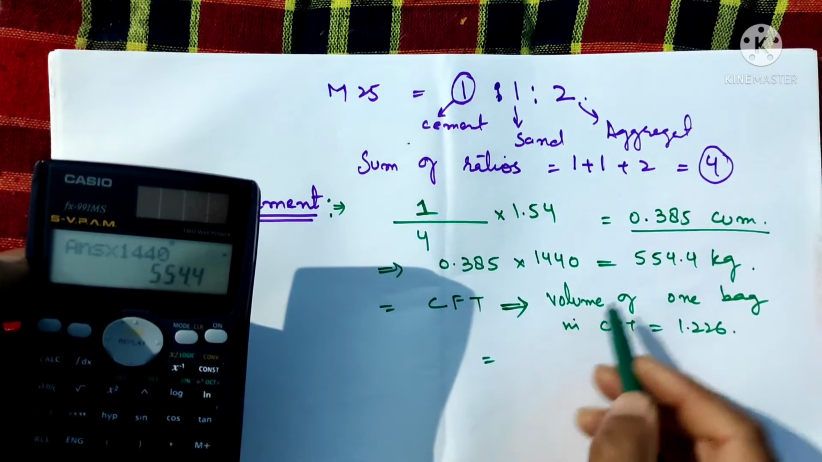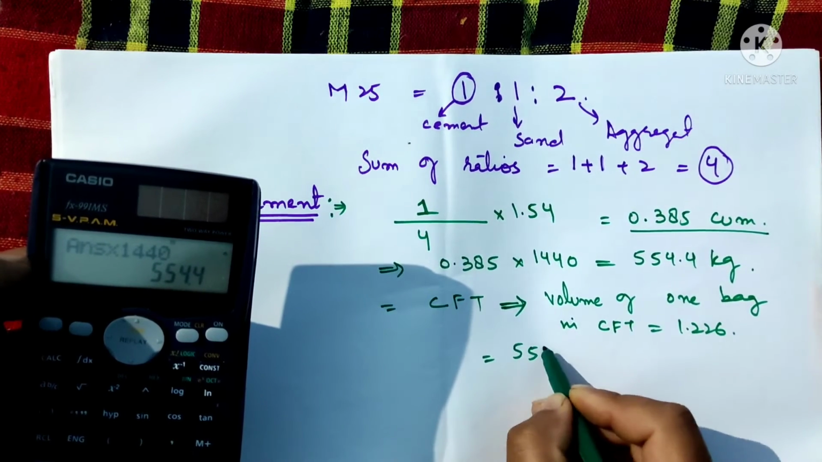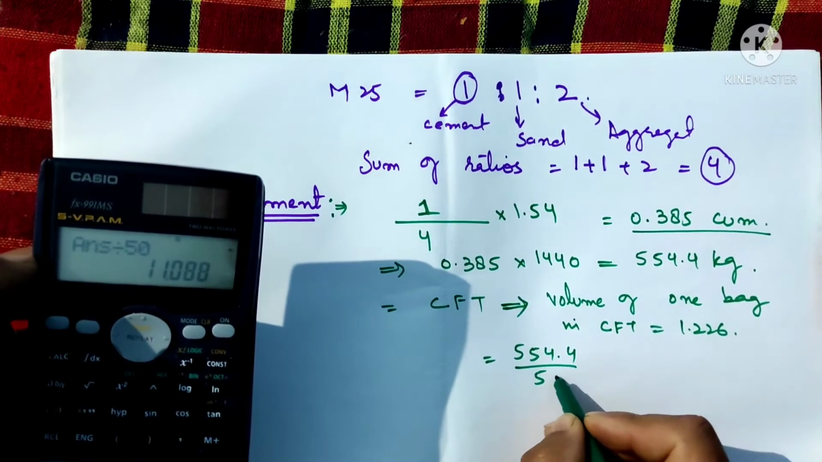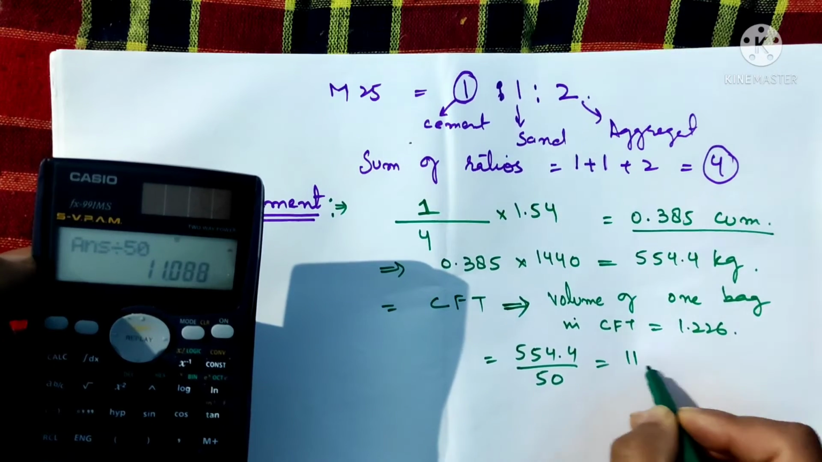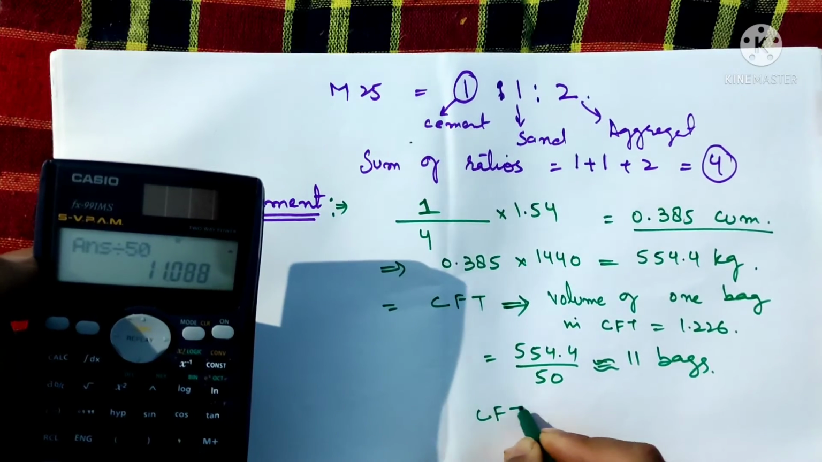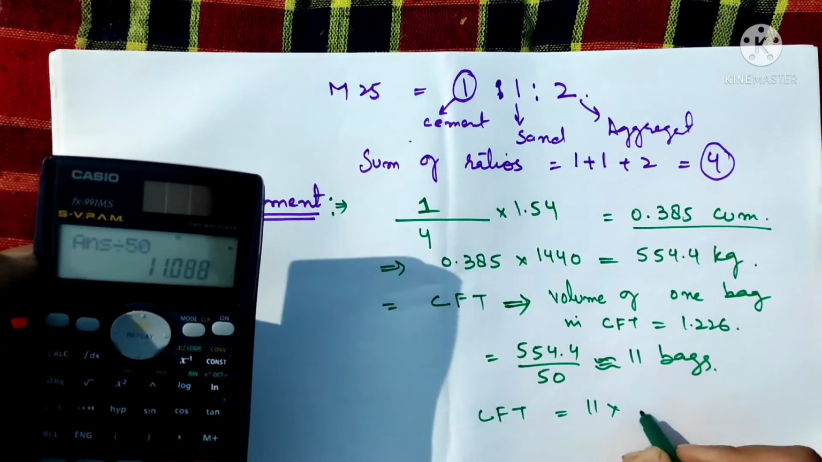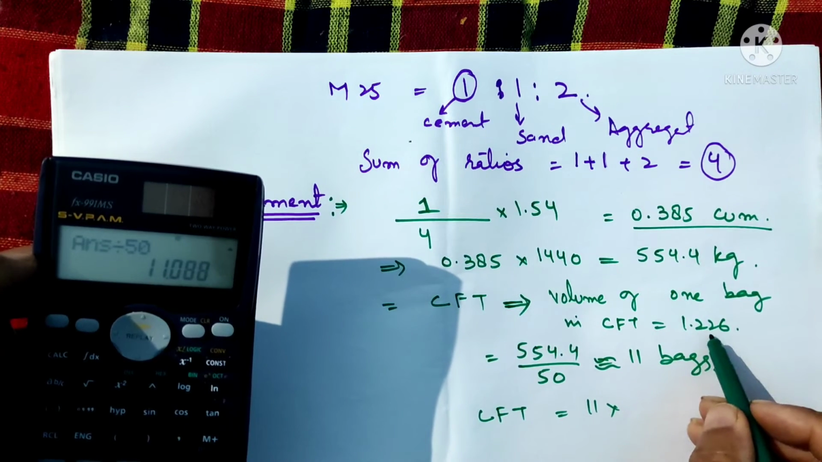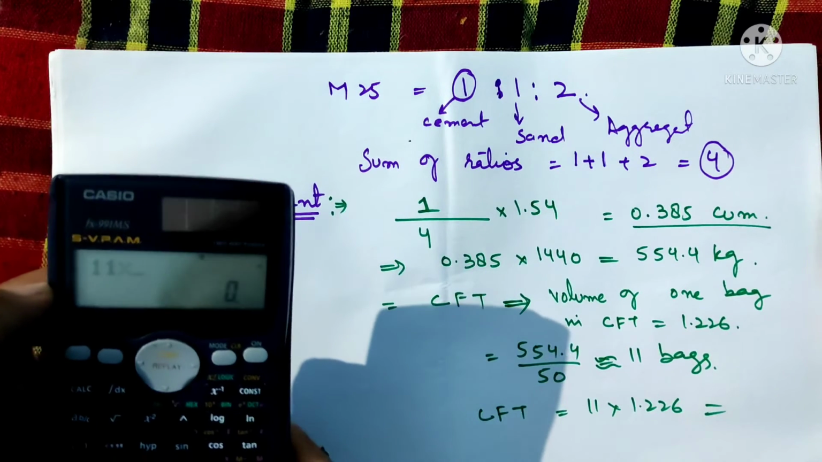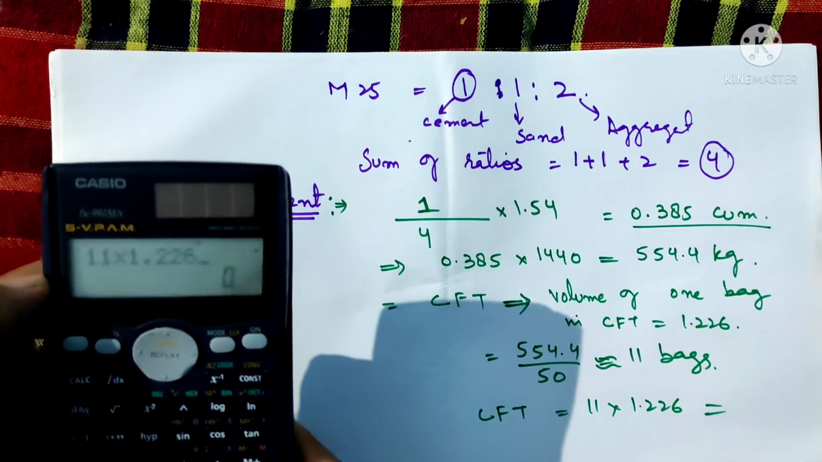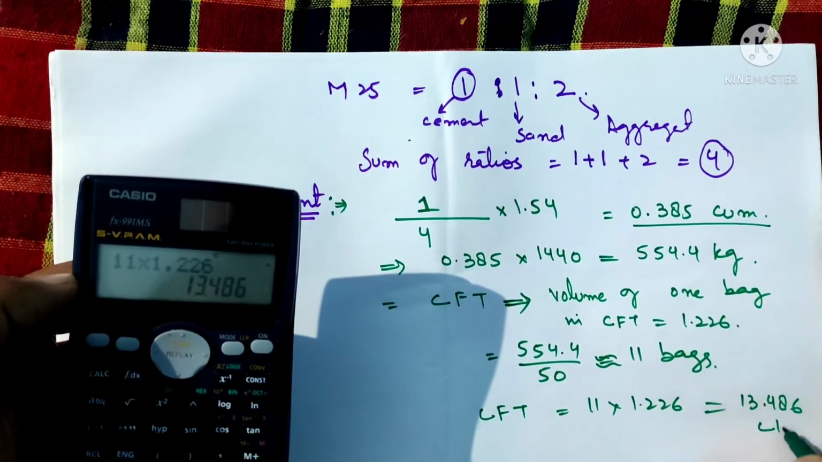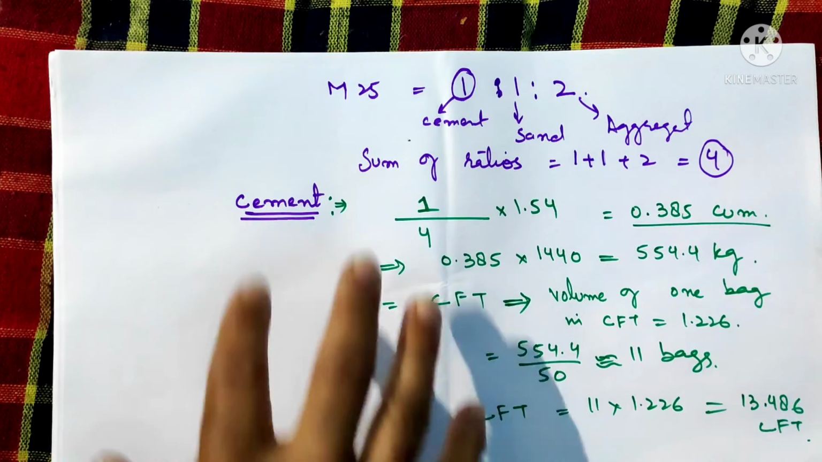So number of bags will be, we have 554.4, just divided by 50, we will get 11 approximately. 11 bags. So CFT will be equal to 11 bags into volume of one bag in CFT 1.226. It will come out to be 11 into 1.226, 13.486 CFT. This is the quantity of cement how we get.